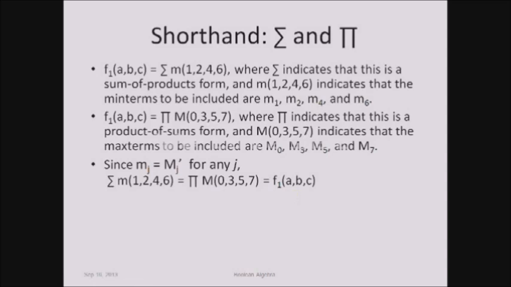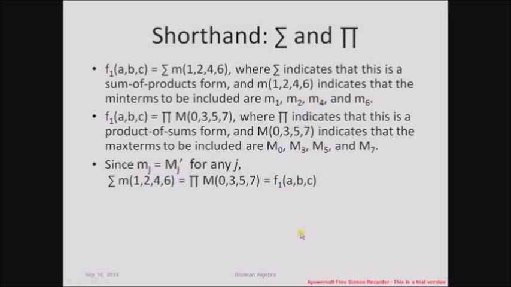Okay, so sum of products is represented with the summation symbol, and the product of sums is represented with the pi symbol. In the next session, we'll discuss the conversions between canonical and standard forms.